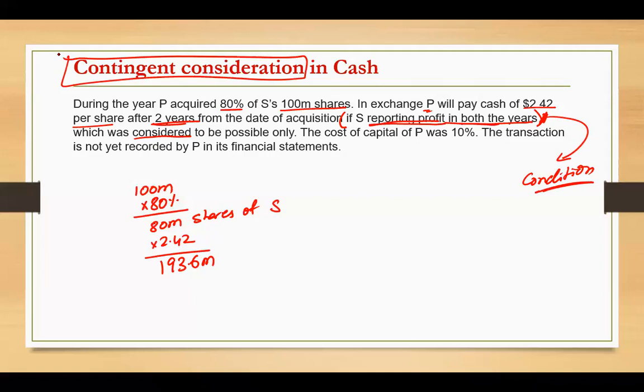Now if the chances are virtually certain or probable or possible or remote, the accounting should be done in the same way.